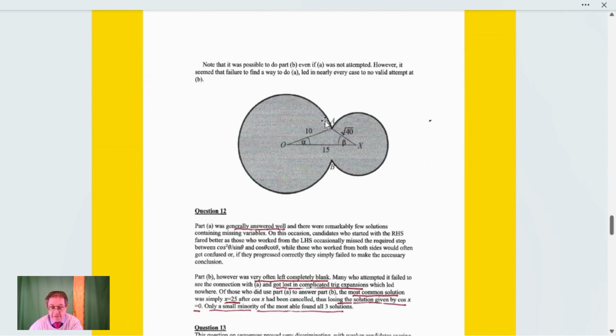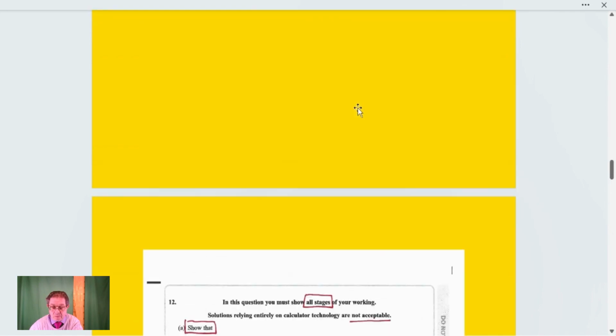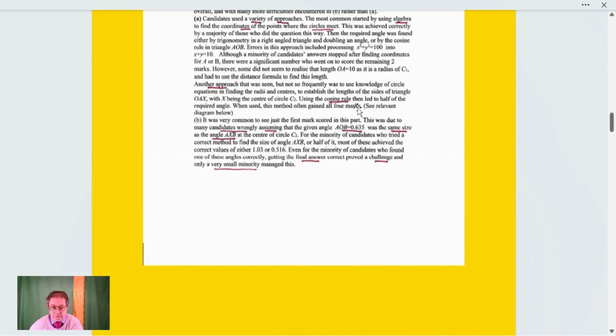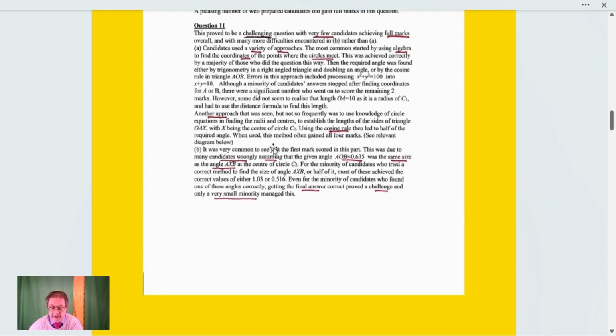A quick peek at the mark scheme. Well, there's the diagram that we had earlier. And comments here: this proved to be a challenging question, with few candidates achieving full marks. Part A, variety of approaches, including the 2 that I've mentioned. In part B, very common to see just the first mark scored due to many candidates wrongly assuming the given angle was the same size as the other angle that we wanted.